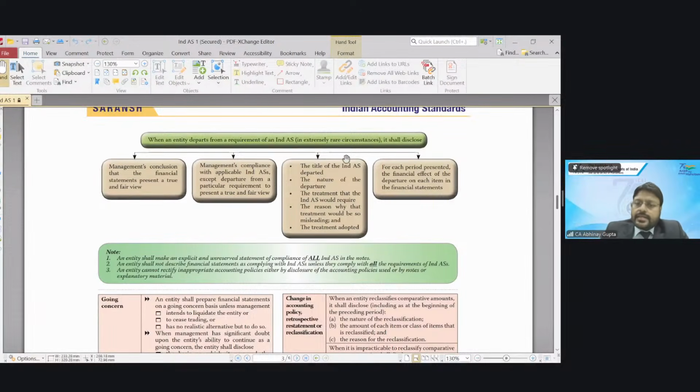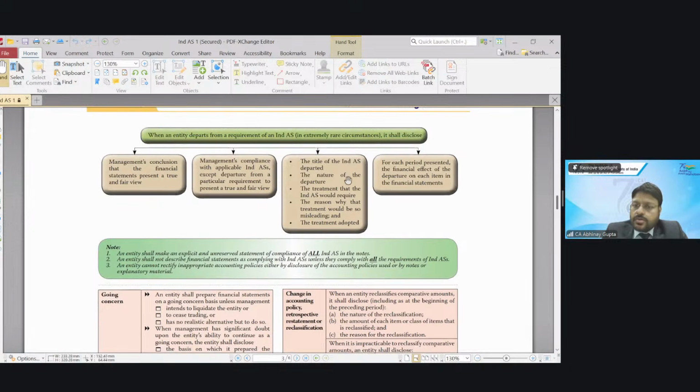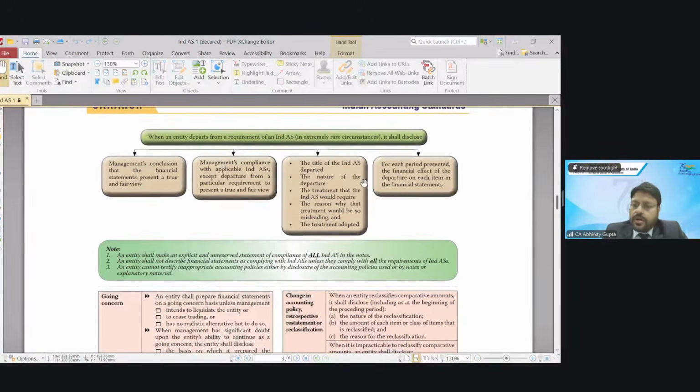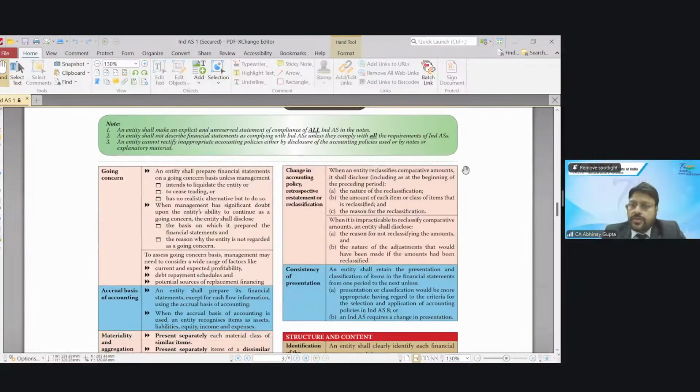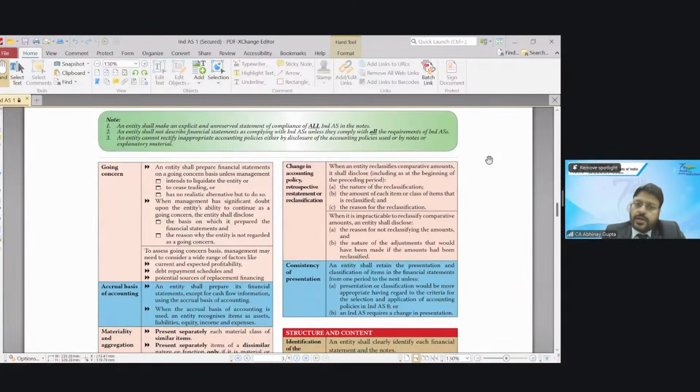The title of the Ind AS, in case there is any departure: we need to disclose the nature of the departure, how the particular accounting item is accounted for, the reason for the departure, and the treatment adopted in that case. These are the applicable disclosures. Ideally we shouldn't be landing in any such position in practical life. And for each period presented, the financial effect of the departure on the financial statements. Although we shouldn't be facing such a situation where we need to give this additional disclosure of departure from any of the Ind AS requirements.